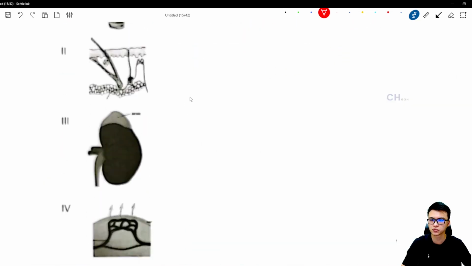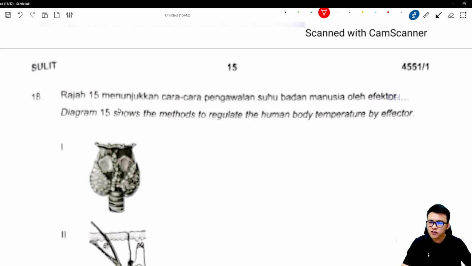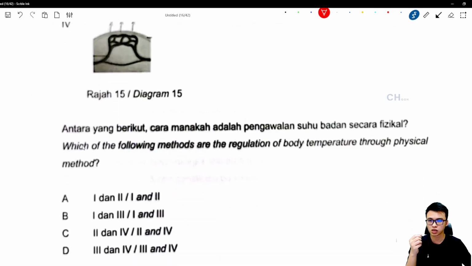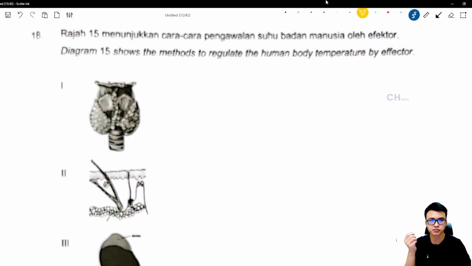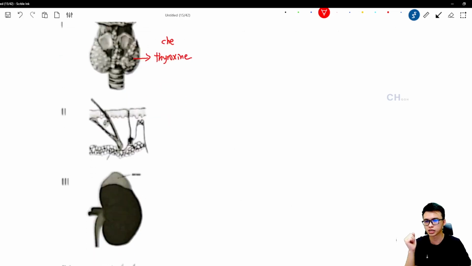Alright, so let's continue. Diagram 15 shows the methods to regulate the human body temperature by the effector. So which of the following regulations of body temperature is through the physical method? We want to find out the physical method. So physical methods... this is our thyroid gland. Basically, we release the thyroxine to increase our body temperature. So this one is chemical method.